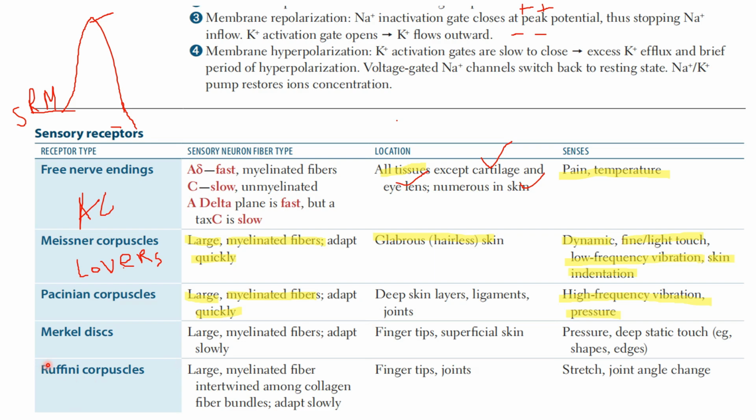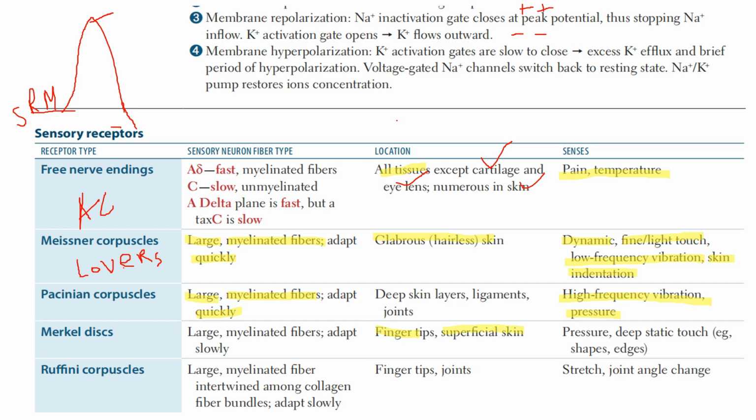Now we have Merkel discs. This type of receptor is again going to be large and myelinated, but they're going to adapt slowly. Okay, so this is something you need to remember. We don't have any example or mnemonic here. Now, where are they going to be? They're going to be in the fingertips, in the superficial layer of skin.